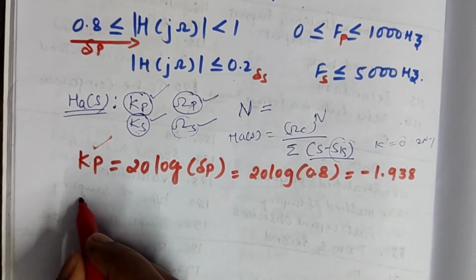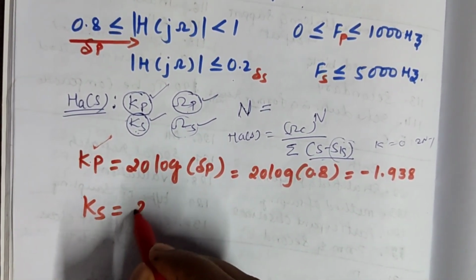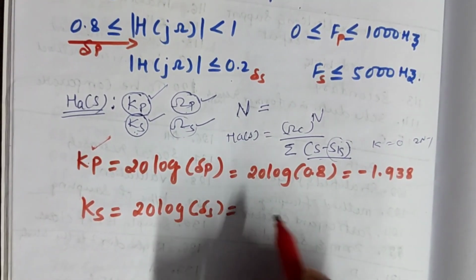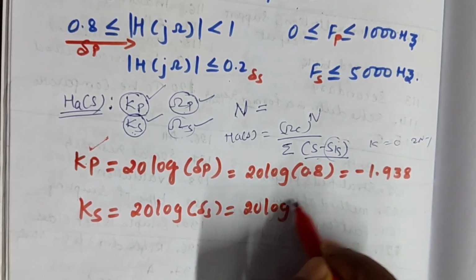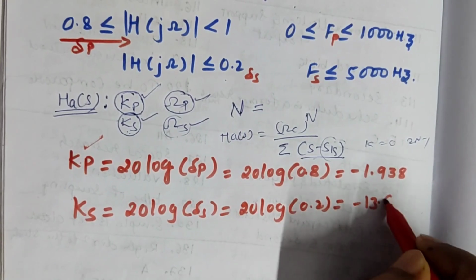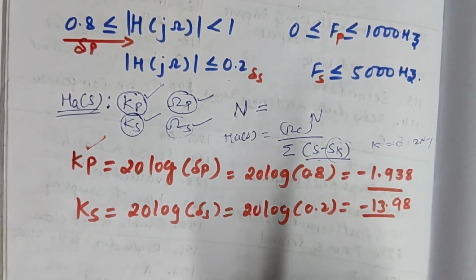And similarly, we want Ks also. Ks is equal to the same 20 log of our delta S, which can be substituted as 20 log of 0.2, which gives us minus 13.98. These two are Kp and Ks.